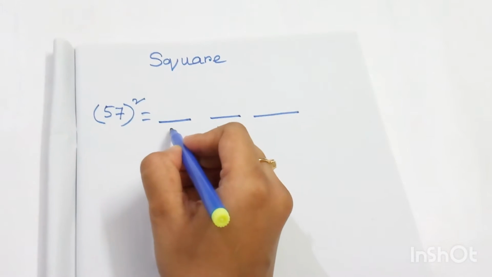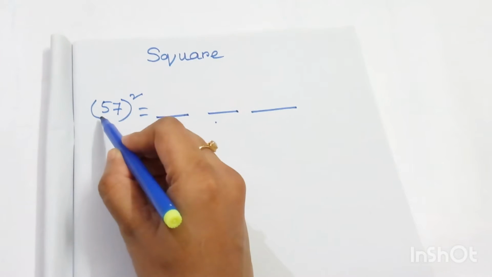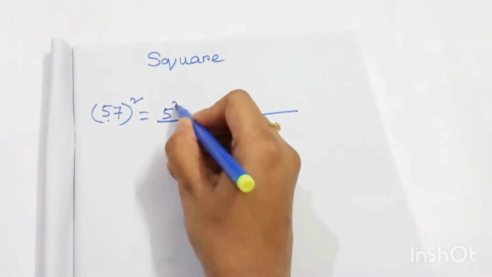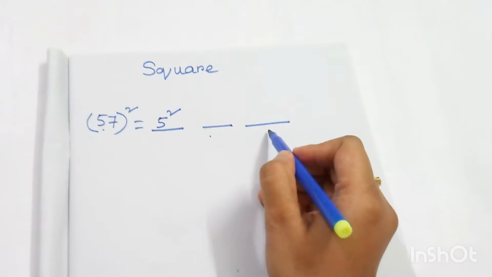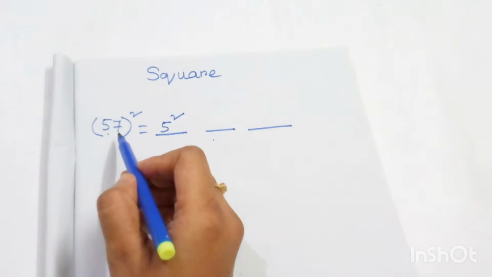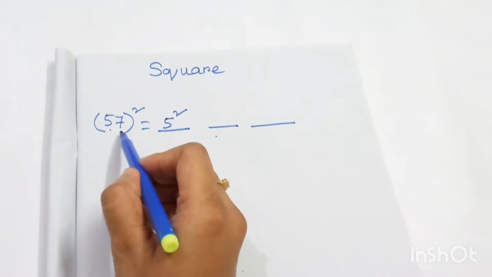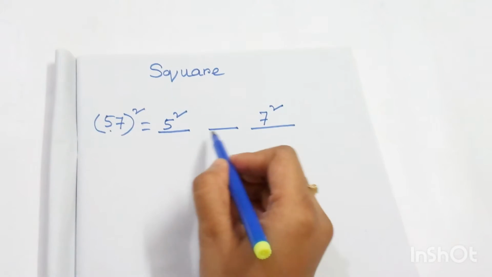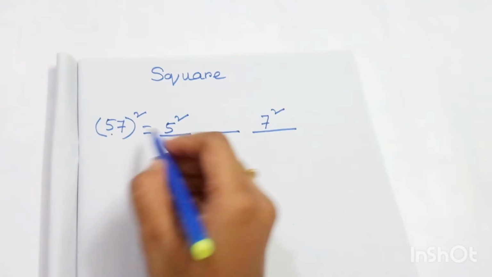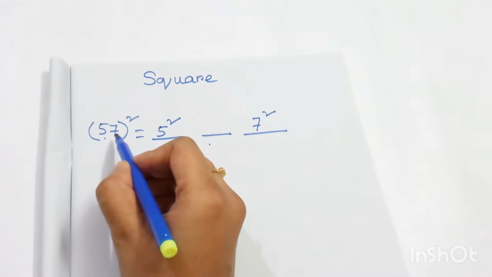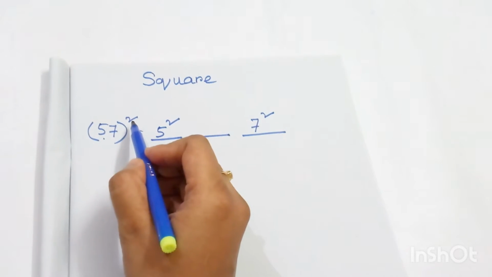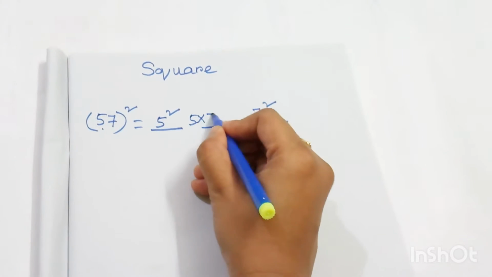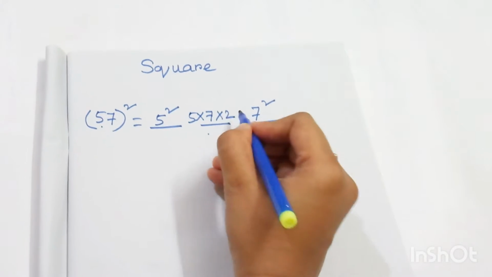First part will be the square of the first number. Here it is 5, so 5 square. And the last part will be the square of the last number. Here it is 7, so 7 square. The middle part will be 5, 7 and 2. Multiply these three numbers: 5 into 7 into 2.